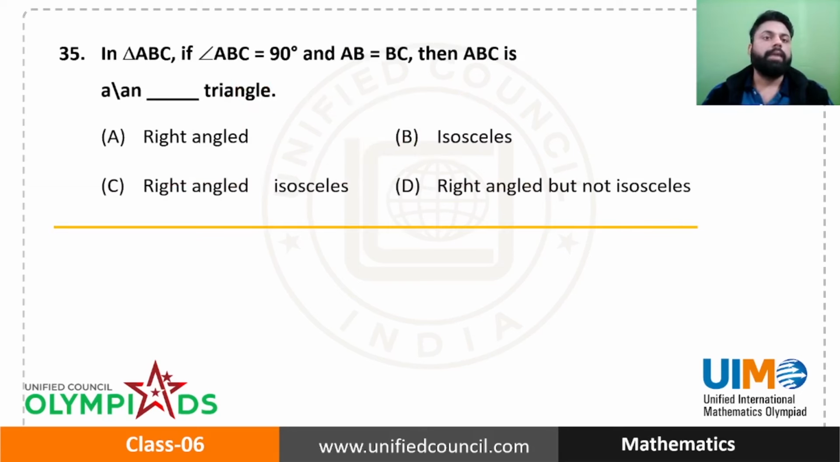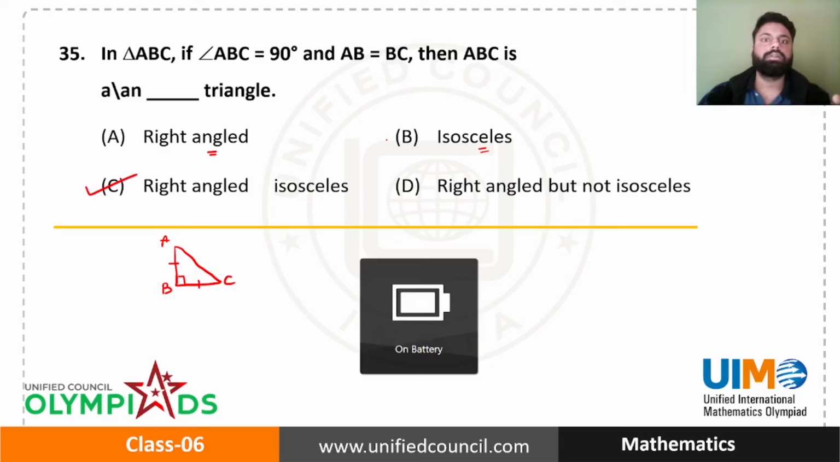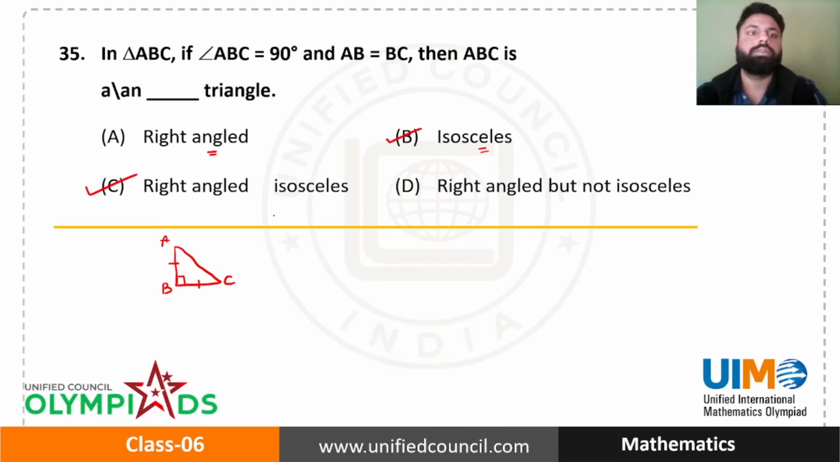Then in triangle ABC, if the angle ABC is 90, AB is equal to BC, then triangle ABC is an triangle. Right angle triangle, yes. Isosceles triangle because two sides are equal, yes. So right angled isosceles, that should be the correct answer. So the answer for this particular question is this can be the right angle triangle, this can be the isosceles triangle, this can be the right angle isosceles triangle. Right angle but not isosceles? No. So A, B and C are the correct options to this question.